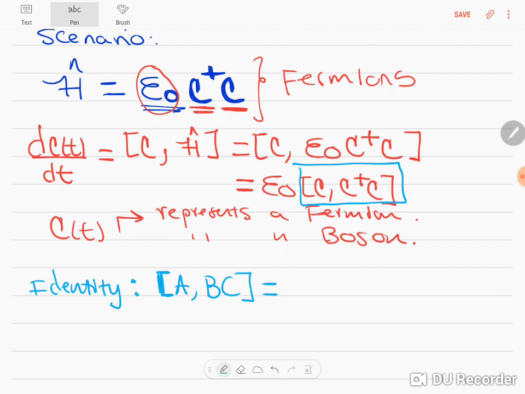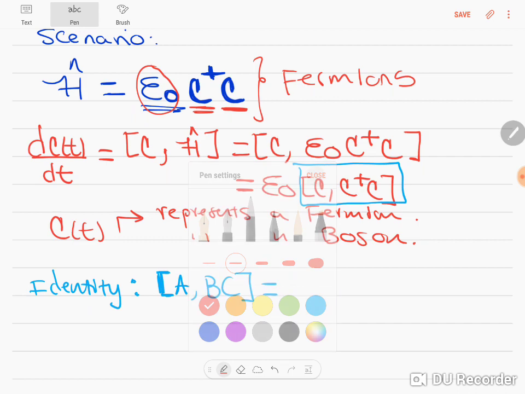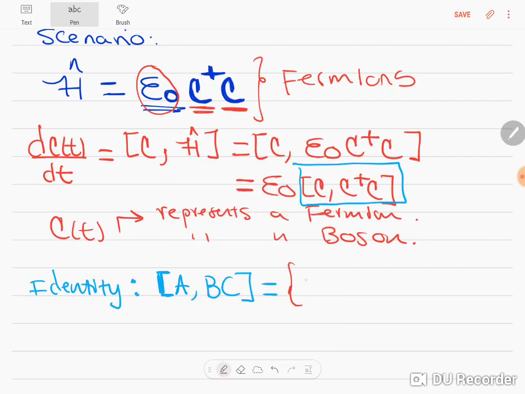This will be equal to what is called here, and this is a new concept then, what is called the anti-commutator between A and B times C, minus B times the anti-commutator between A and C.